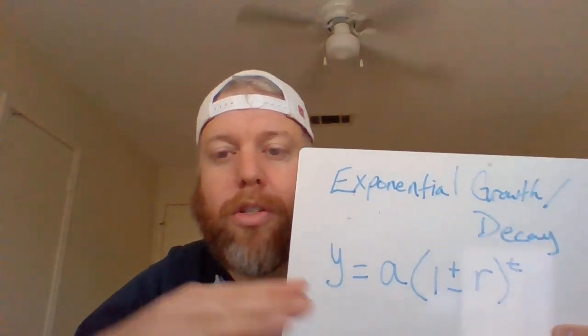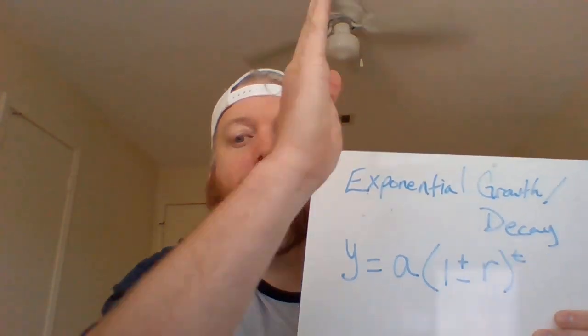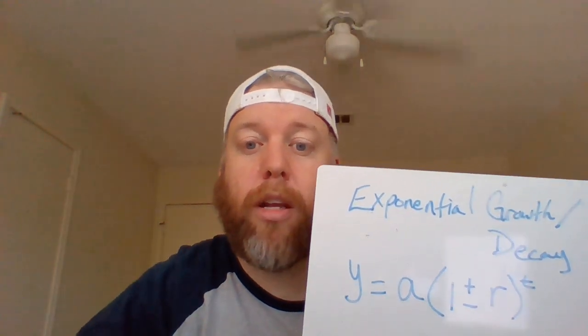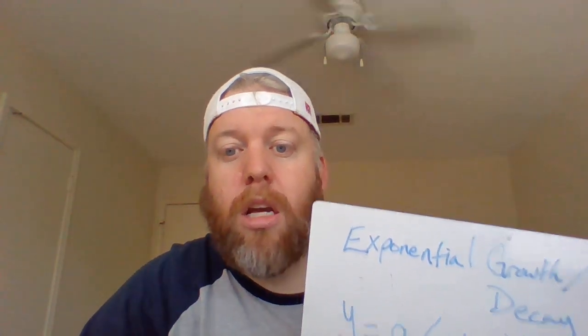Exponential growth and decay: we're just looking at how something grows over time exponentially, or how something decays over time exponentially. All right, so let's look at number 1 here. It says, tell whether the function shows exponential growth or decay, then give the growth rate as a percent.